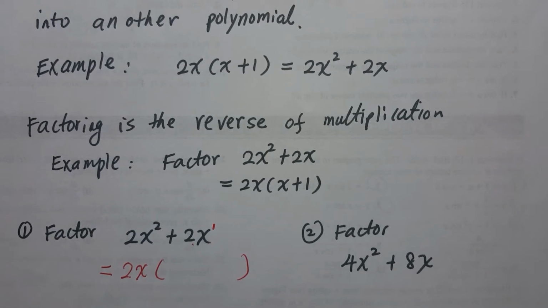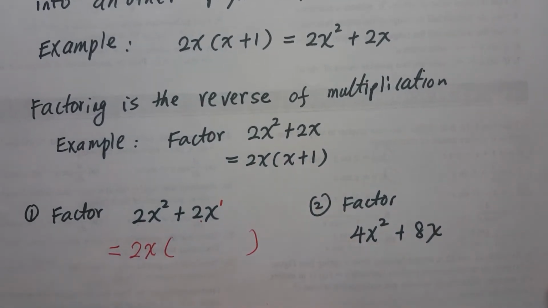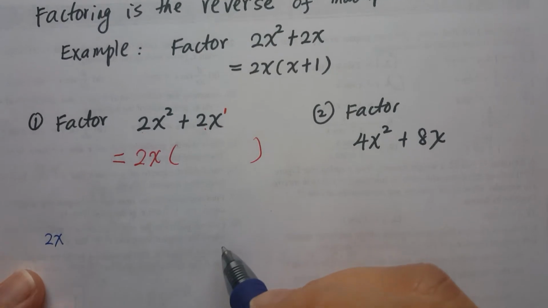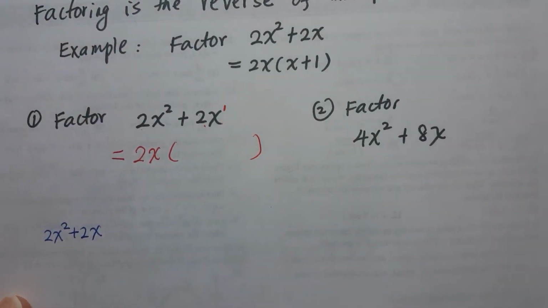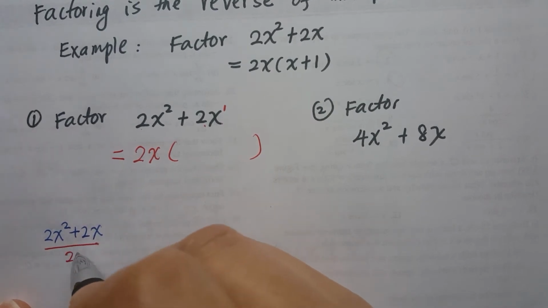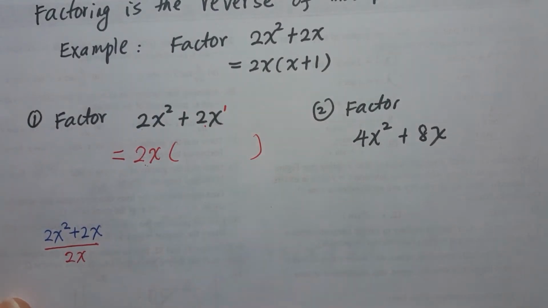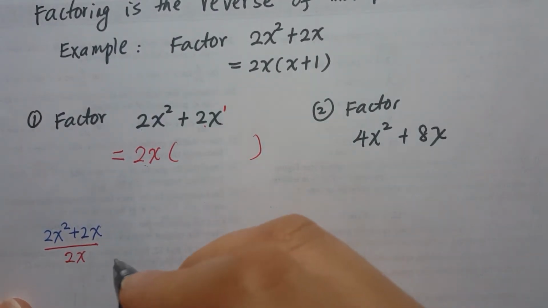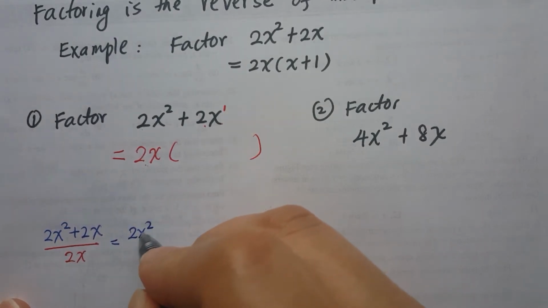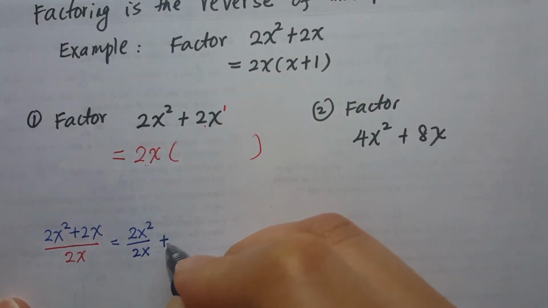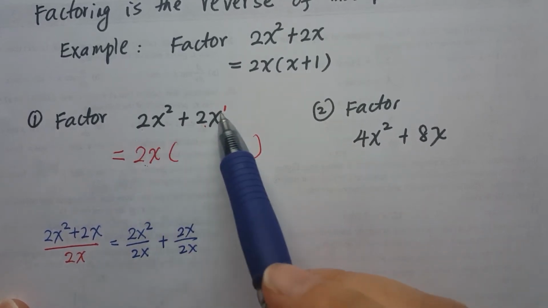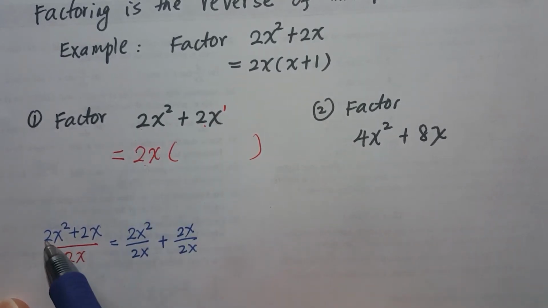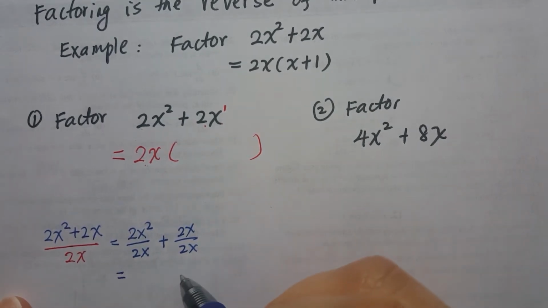So next, we're going to use 2x squared plus 2x, and write it outside. And each divide by the common factor, 2x, just like what we did before. So now we're going to have 2x squared divided by 2x and plus 2x divided by 2x. You use this divided by the common factor. Now we are going to divide.